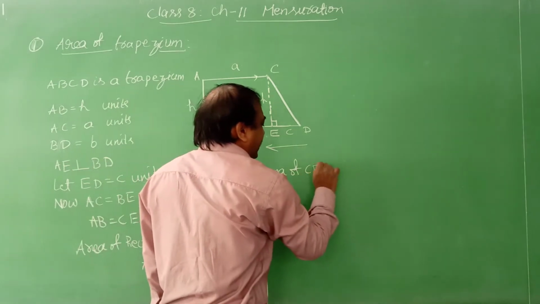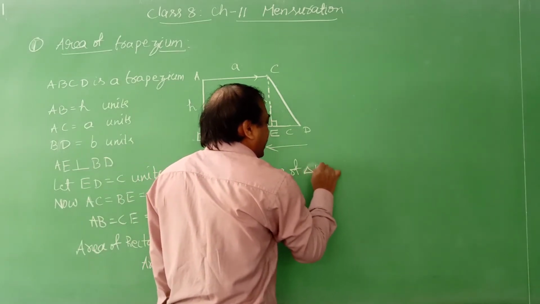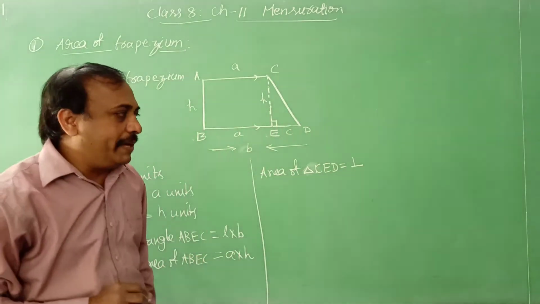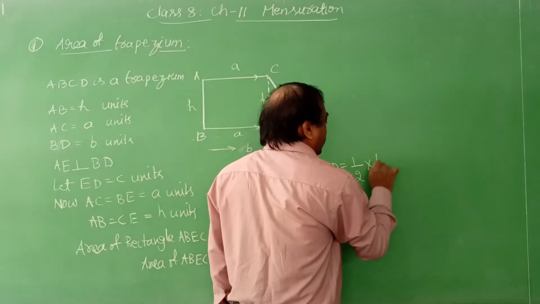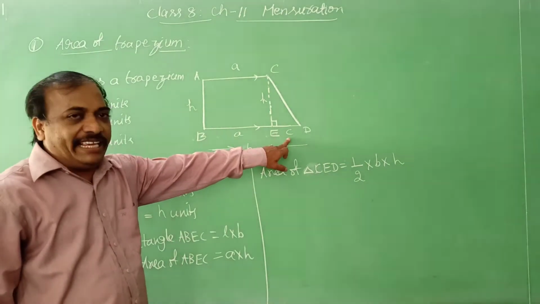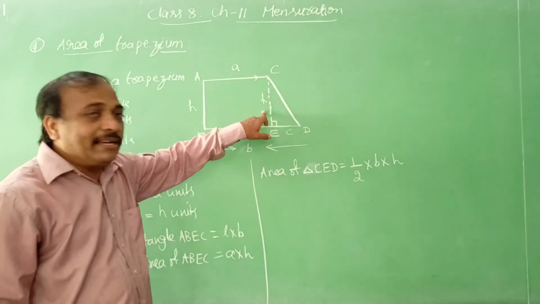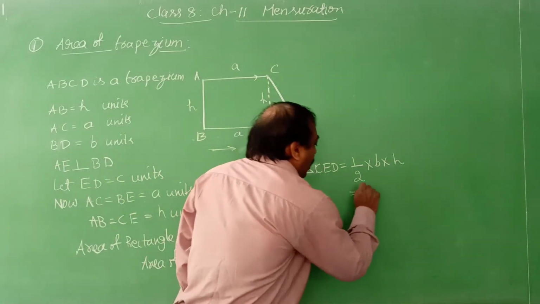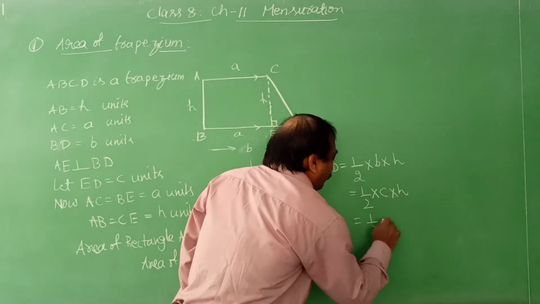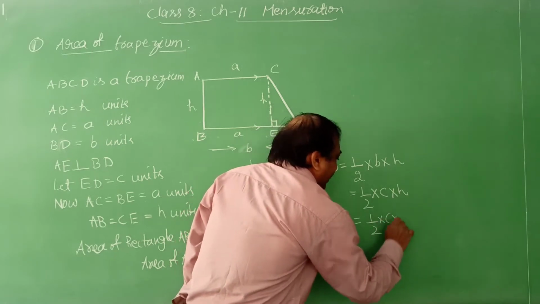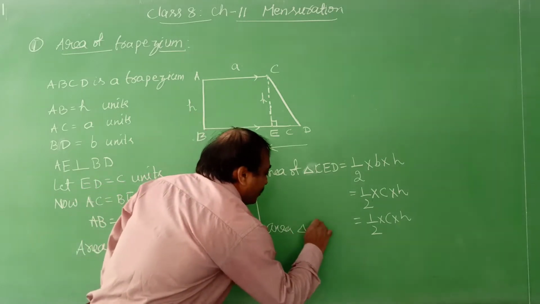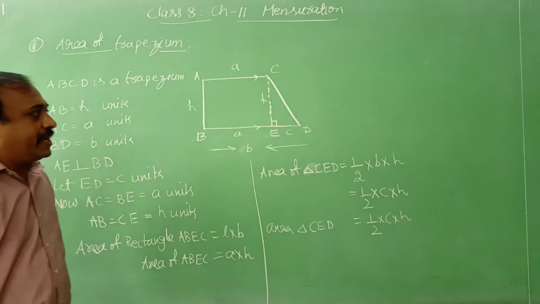Now, second one, area of triangle CED, which is equal to, we know the formula, half into base into height, that is half of the product of its base and height. What is the base? C. What is the height? H. So it is half into C into H. This is the area of triangle CED.